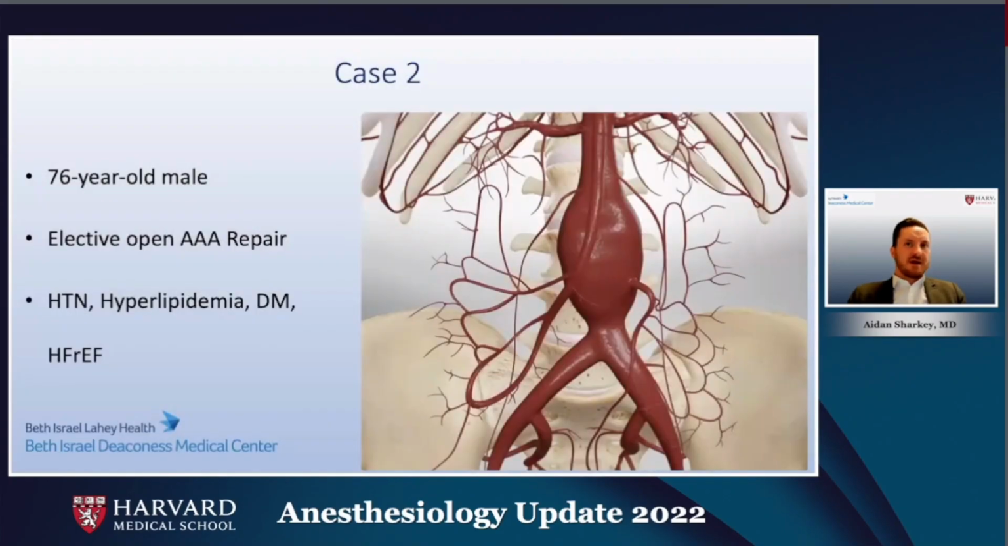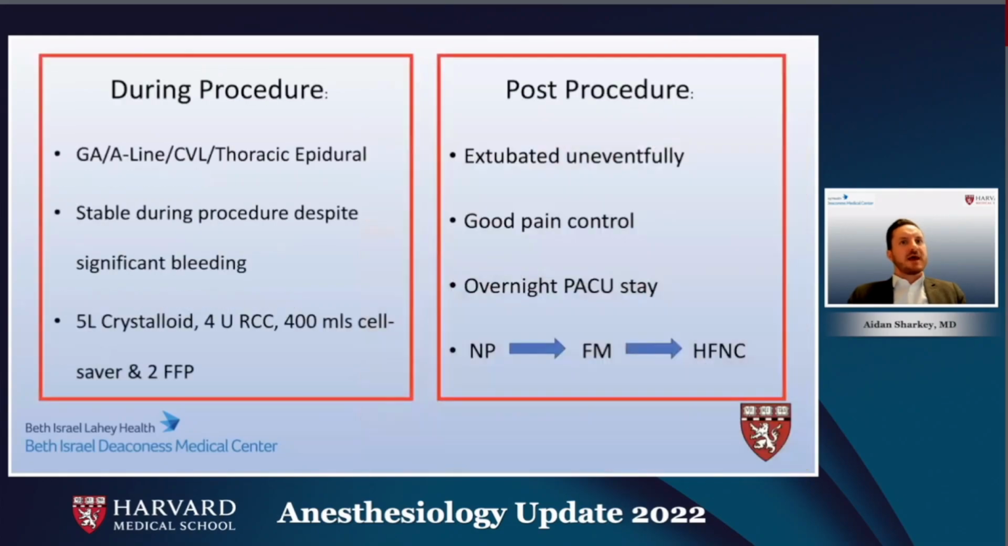Moving on to our second case, and now we have a 76-year-old gentleman who is undergoing an elective open aortic abdominal aneurysm repair. His background history includes hypertension, hyperlipidemia, diabetes, and heart failure with reduced ejection fraction. The anesthetic plan for this patient was general anesthesia, invasive monitoring with an arterial line and central venous catheter, along with a thoracic epidural. This was a long procedure, and he was relatively stable throughout the surgery.